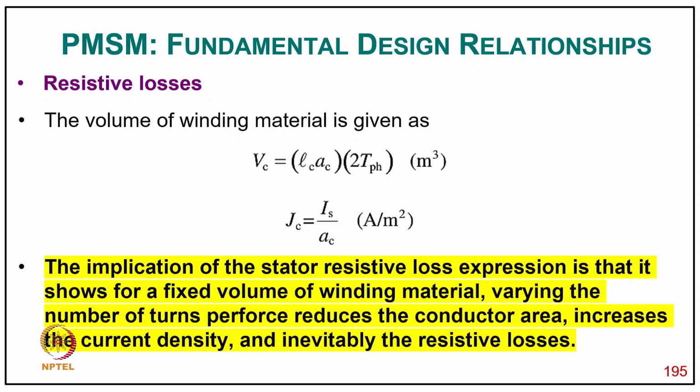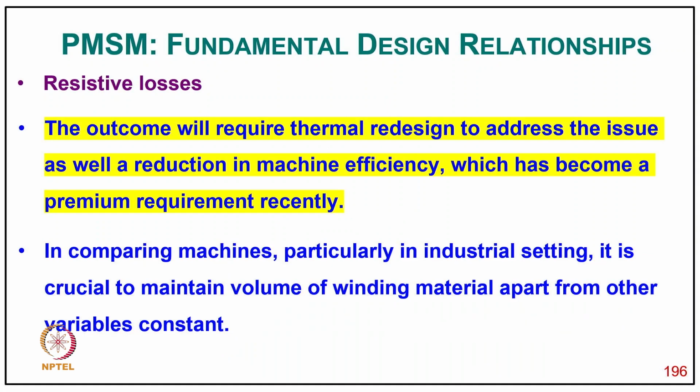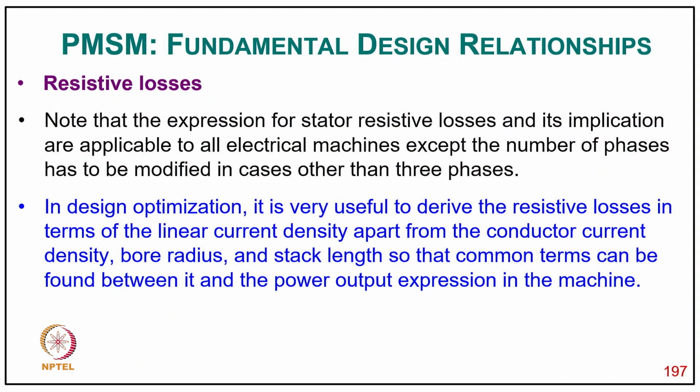The implication of the stator resistive loss expression is that for a fixed volume of winding material, varying the number of turns per phase reduces the conductor area, increases the current density, and inevitably the resistive losses. The outcome will require thermal redesign to address the issue as well as a reduction in machine efficiency, which has become a premium requirement recently. So in comparing machines, particularly in an industrial setting, it is crucial to maintain the volume of winding material, apart from the other variables, constant. Note that the expression for stator resistive losses and its implications are applicable to all electrical machines, except the number of phases has to be modified in the case of machines other than three phase.